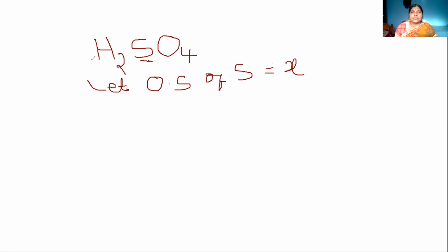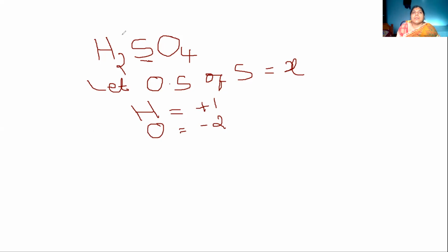The remaining atoms you should know. H should be how much? H should always be +1. O should be how much? The common oxidation state of oxygen is -2. Okay, like this. So you don't know the oxidation state of S, keep it as X. Then H is +1, O is -2.